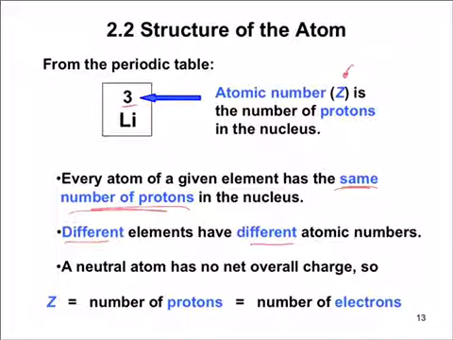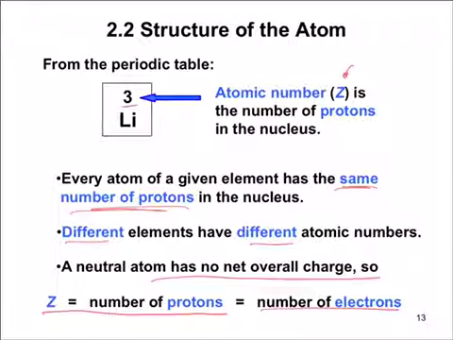And a neutral atom is going to have no net overall charge. In other words, for all the positives that we have, we're going to have all the negatives. So if the number of protons is 3, then for a neutral atom, the number of protons has to equal the number of electrons, so we'd have 3 electrons.